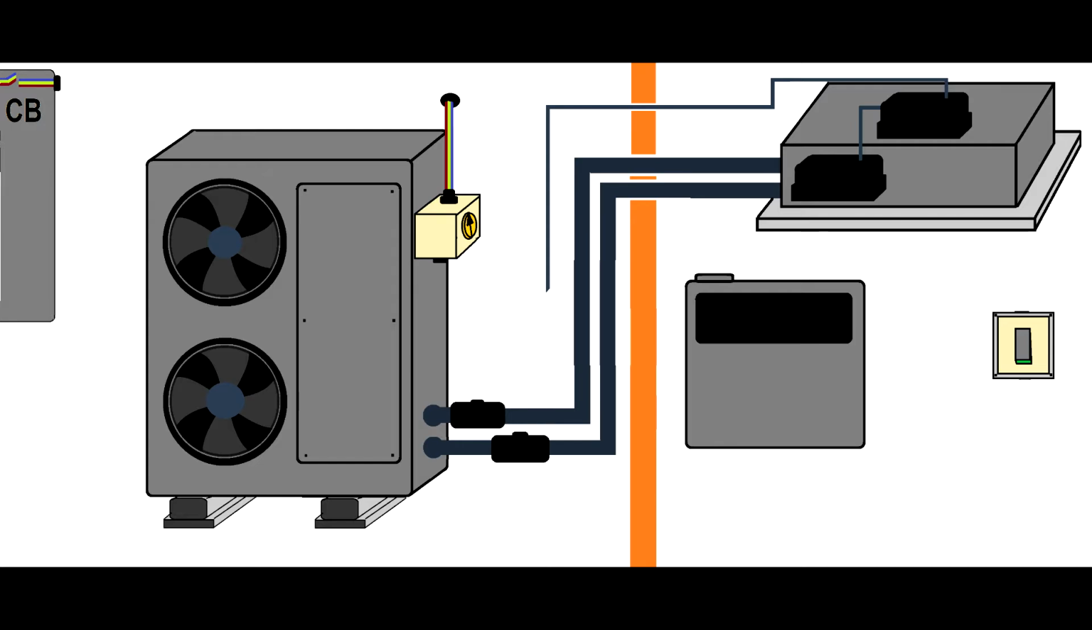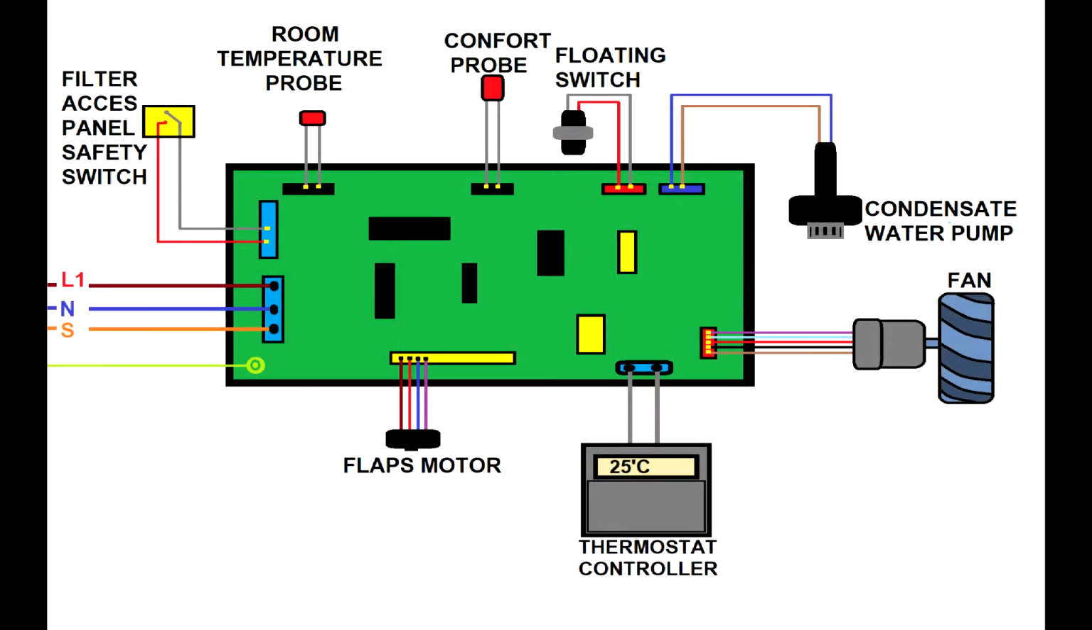You will say, why are you telling me about the pumps? I think it's more important. Well, let's study a little bit the printed circuit board. You can stop this video anytime so you can see the printed circuit board. But today I want to target the filter access panel safety switch, the floating switch, and the condensate water pump. You'll see that all these functions are quite important, and each of these functions will stop something on these air conditioning systems or heat pumps.